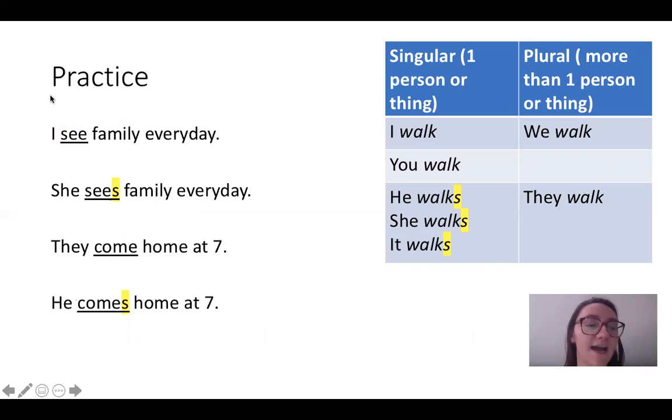So more practice. I see family every day. She sees family every day. They come home at 7. He comes home at 7, right?